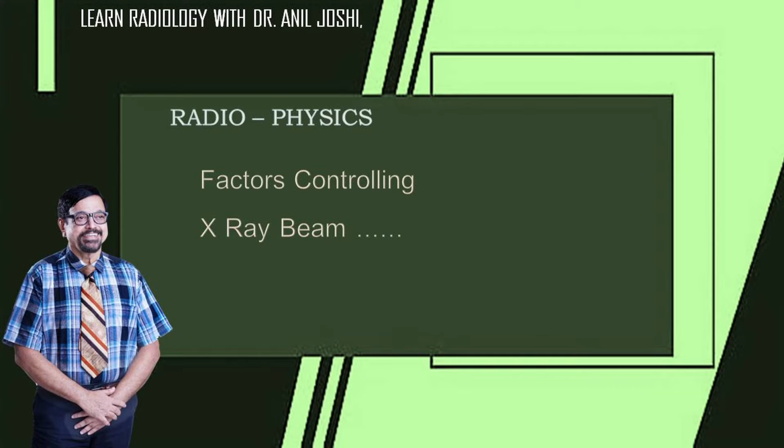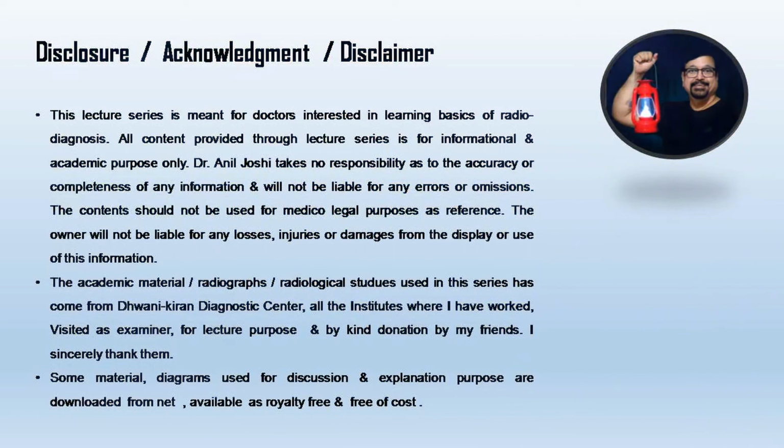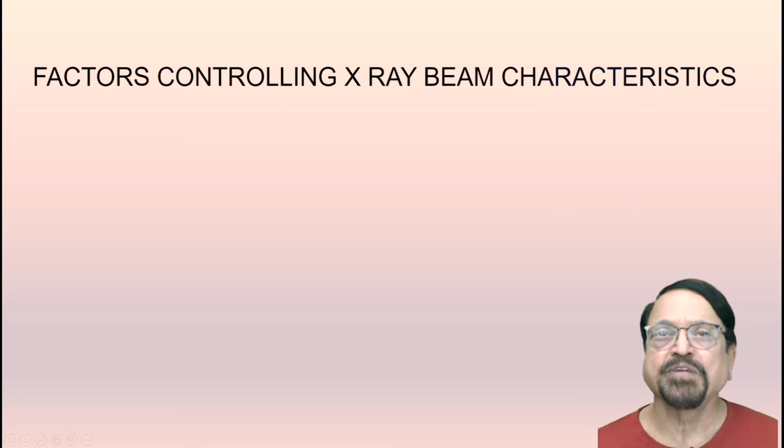Today's lecture is over radiophysics, and that also factors controlling the X-ray beam. It is going to be a physics lecture. I am trying to make it simplified because most of us usually prefer a simplified form as far as physics is concerned, but we are very much interested as far as CT, ultrasound, MRI are concerned. So what are the factors controlling X-ray beam characteristics? Let's consider one after another.